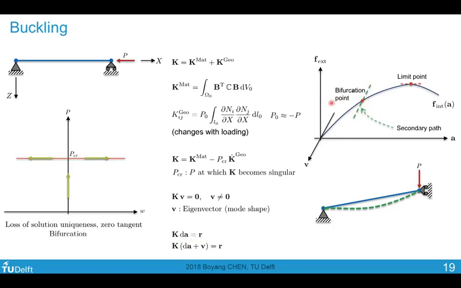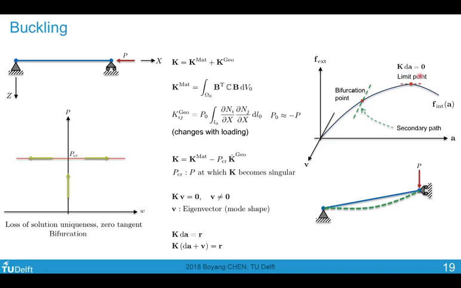So at a fixed level of loading, we can add an arbitrary scaling of the v vector to our existing solution, and still it doesn't change the residue or the internal force vector. So now our tangent stiffness matrix becomes singular at two different events.